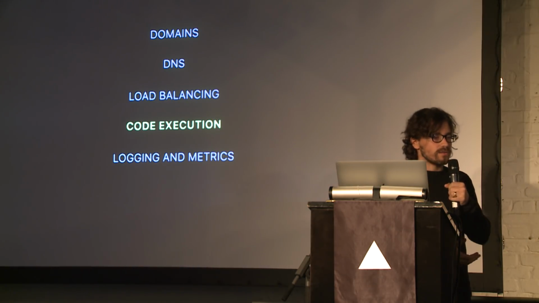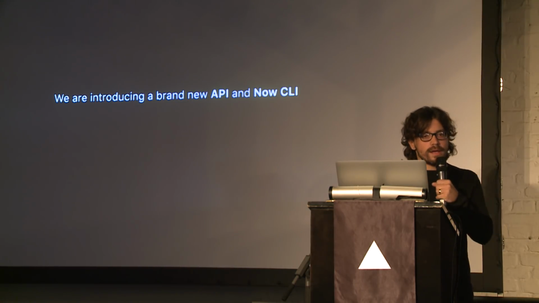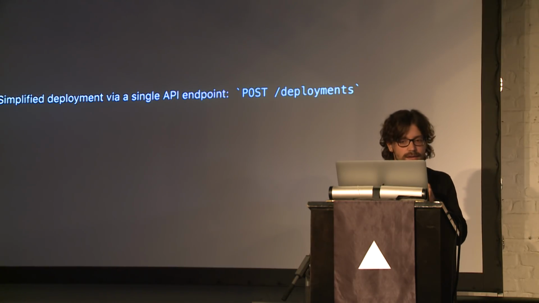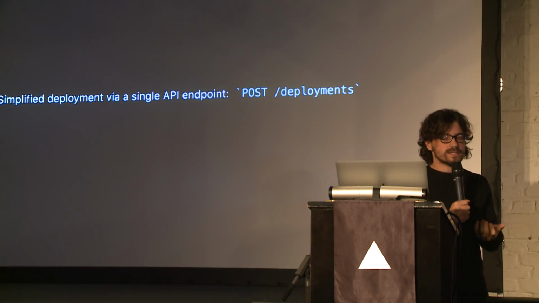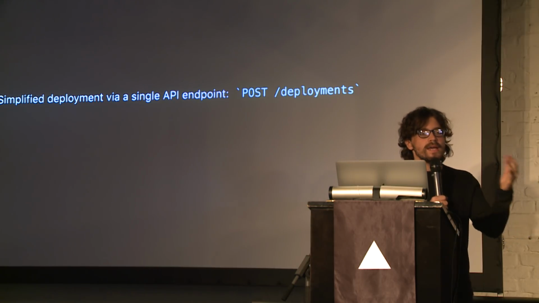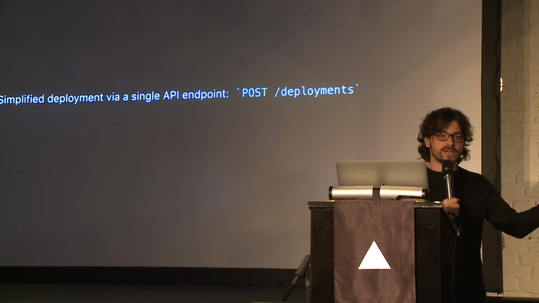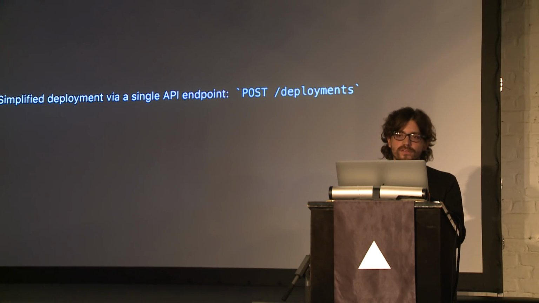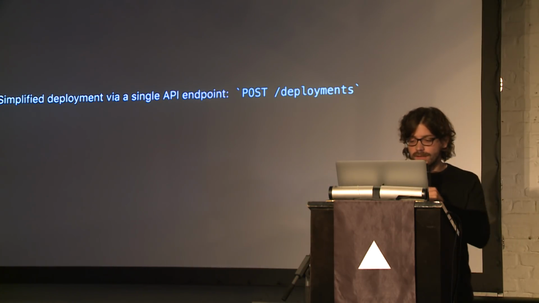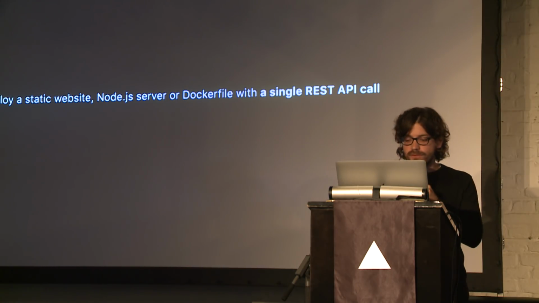The next layer is itself code execution. We're introducing a brand new API for performing deployments and uploading your code, and a revamped Now CLI. So we've simplified the process of deploying. Before we had two different APIs for performing a deployment, what we call the instant API, and an API that relied on uploading your asset files or your source files ahead of time. What we wanted to do here was provide one simple unified API that gave you that range of possibility. So you can deploy anything that you want with one RESTful API call.